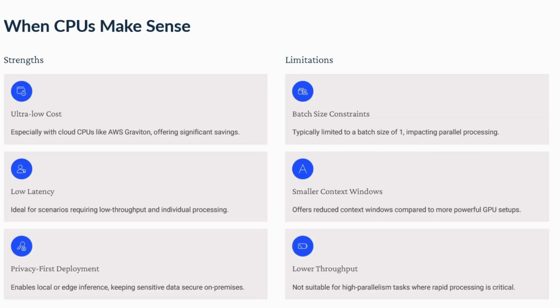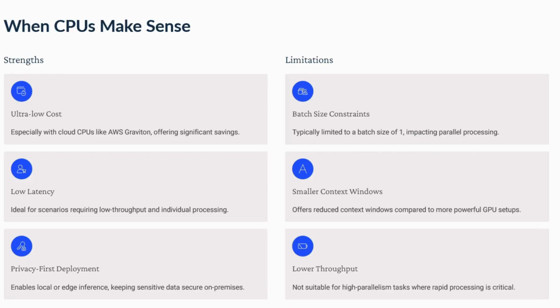So there are of course pros and cons of using small language models. When it comes to strengths, these small language models have ultra low cost because you run them on CPUs, you don't need expensive GPUs. Second one is low latency because there's a lesser number of parameters and a lesser memory footprint, so it's quicker to infer. And lastly, when it comes to the strengths, it's always about privacy first deployment. You can totally get these SLMs and have them run locally or at the edge. So those are scenarios where SLMs and CPUs make sense.